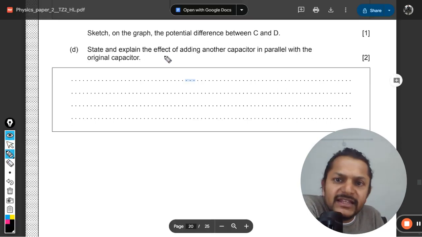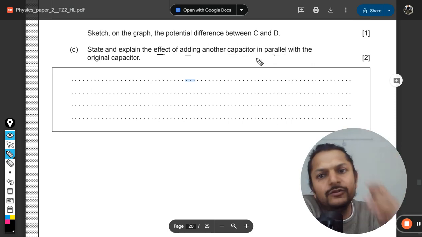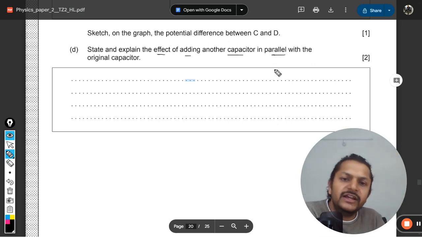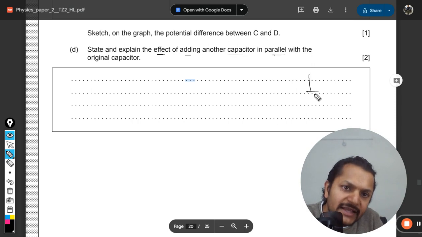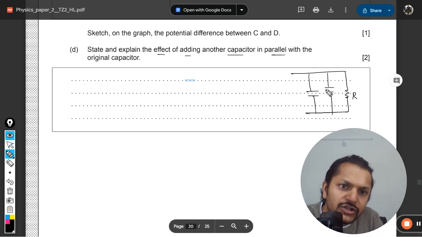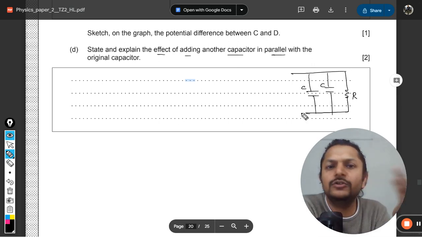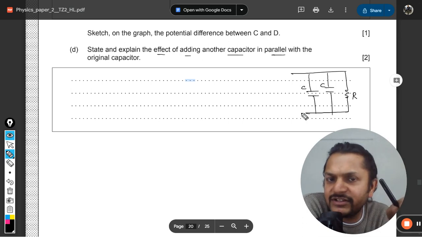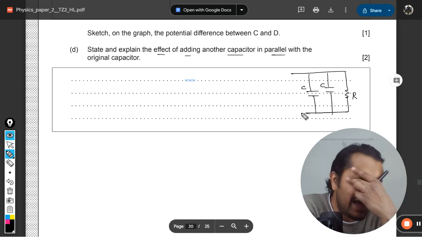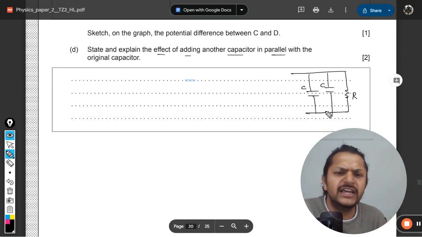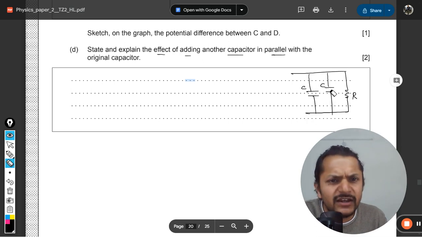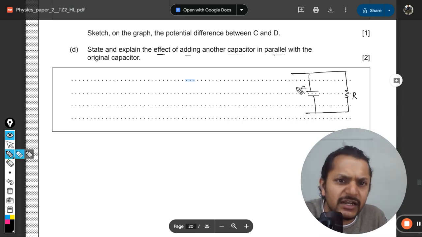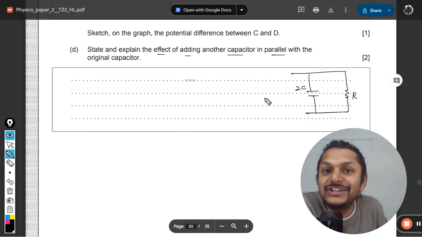State and explain the effect of adding another capacitor in parallel with the original capacitor. So clearly, if two capacitors are added in parallel, along with the resistor, these two capacitors will be added together because we would be having the equivalent capacitor there. They are in parallel, so the equivalent will be 2C. They will be just added. So we can remove this capacitor and say that the capacitor is bigger.